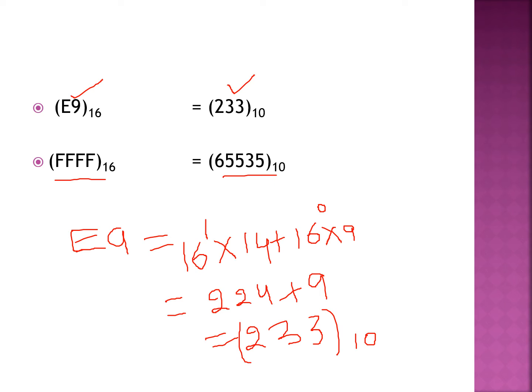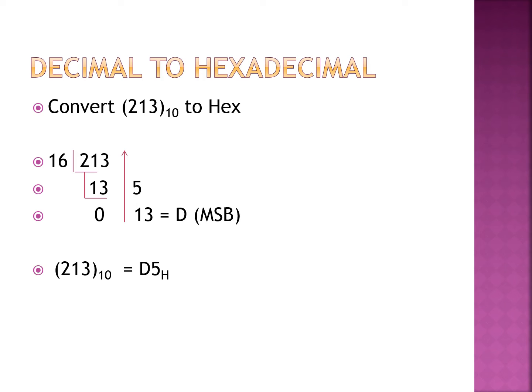Each F is multiplied by its weight. So once you multiply all the F values with their specific weights, you will get this value 65,535. Coming to the next point. Now in this particular problem, we want to convert a decimal number into hexadecimal. In the previous case, we did conversion from hexadecimal to decimal. But here we are trying to convert a number from the decimal system to the hexadecimal system. So here this 213 is given in decimal and we want to convert it into hexadecimal.